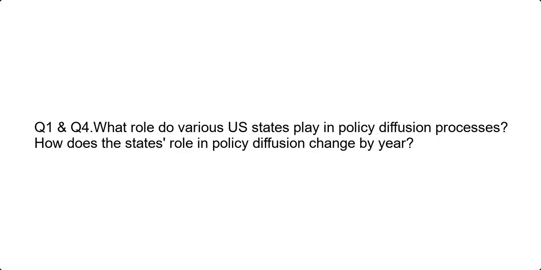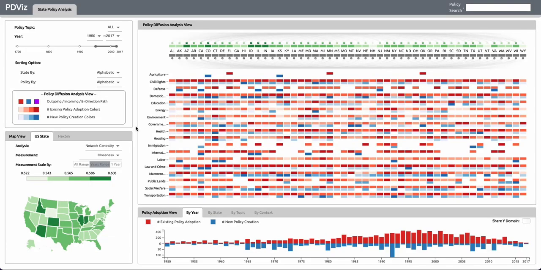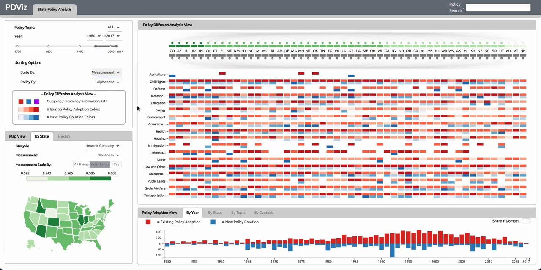Question 1 and Question 4. What role do various U.S. states play in policy diffusion processes? How do the states' roles in policy diffusion change by year? To explore the roles and impacts of U.S. states, let's give measurement to the state sort option. Then the state order is used in the policy diffusion analysis view.